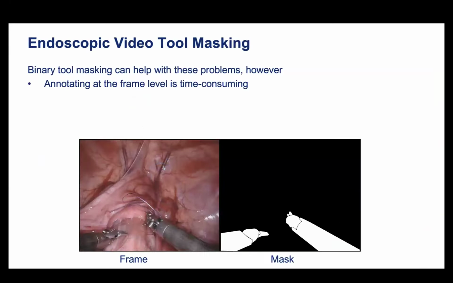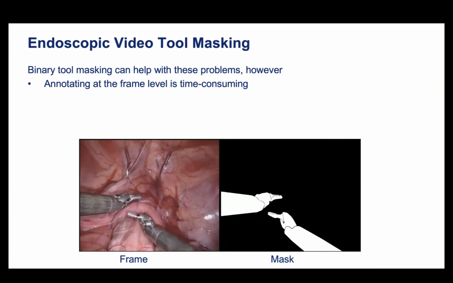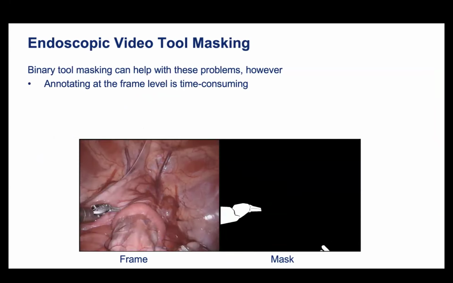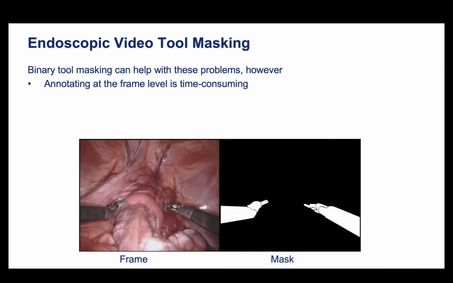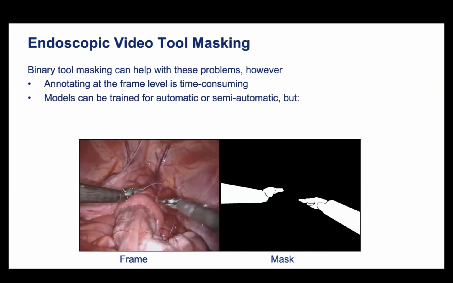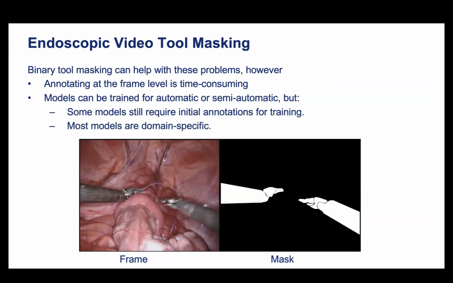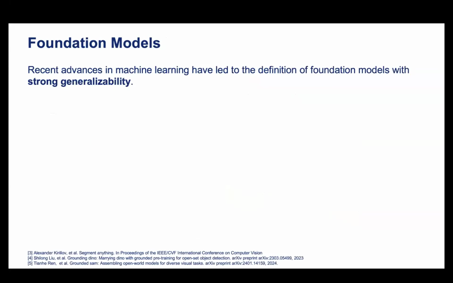However, this is also a time-consuming task if we want to do it manually. We need to annotate basically every single frame and every instrument in the scene, which is very time-consuming. We can also rely, for example, on automatic or semi-automatic models. However, we might still need some annotations to train these models. And also, most likely, when the models are trained, they will work for one specific domain. For example, for laparoscopy, we require some fine-tuning if we want to use them for different domains, for example, for colonoscopy.